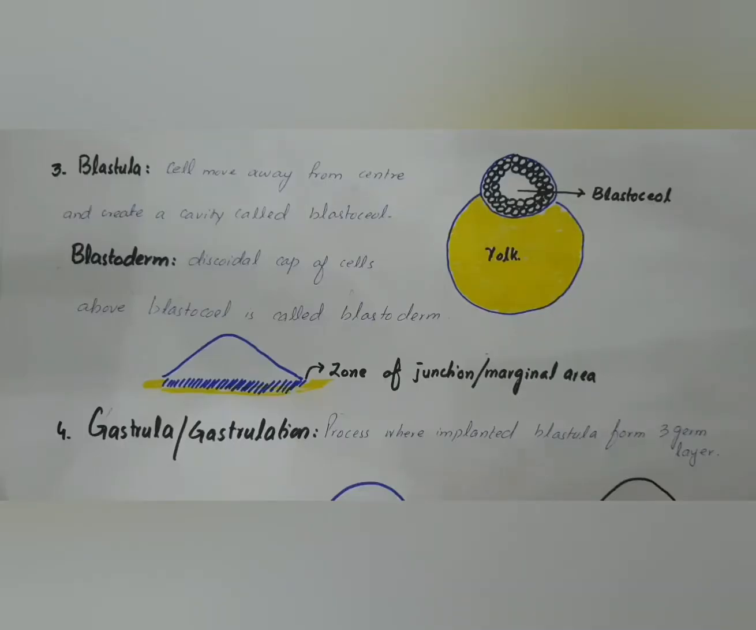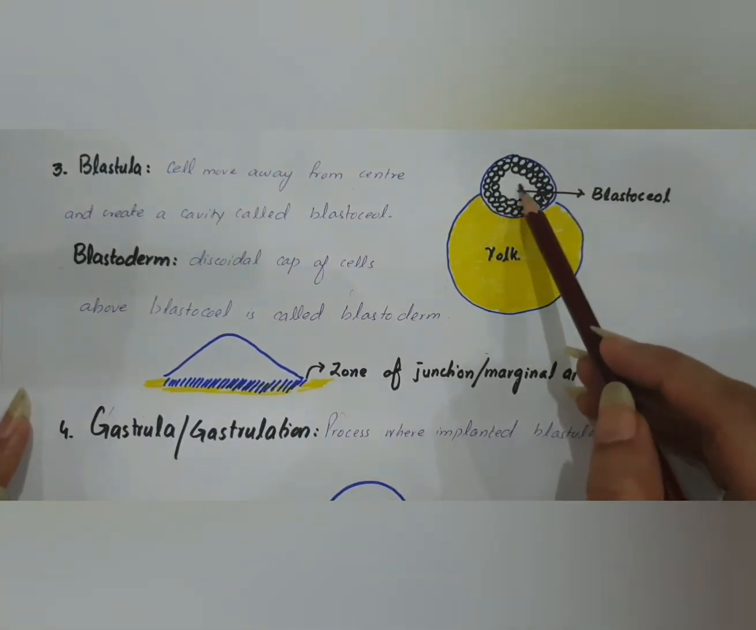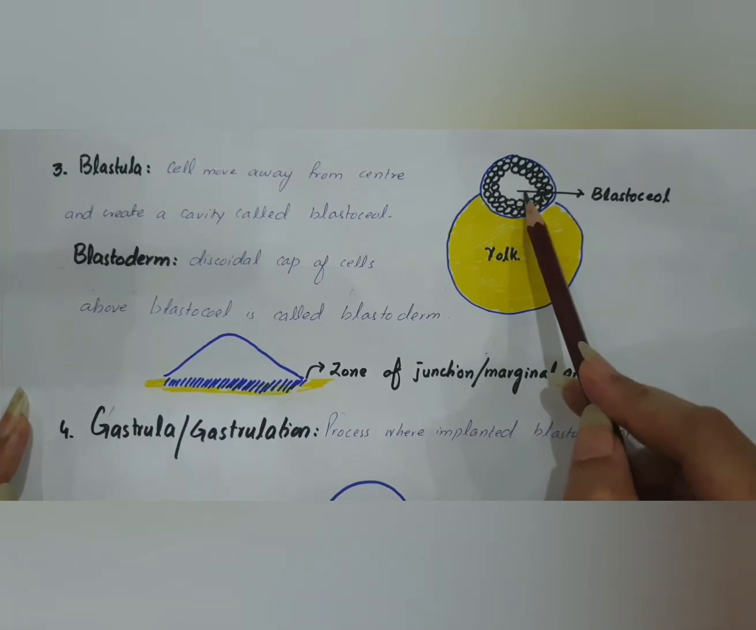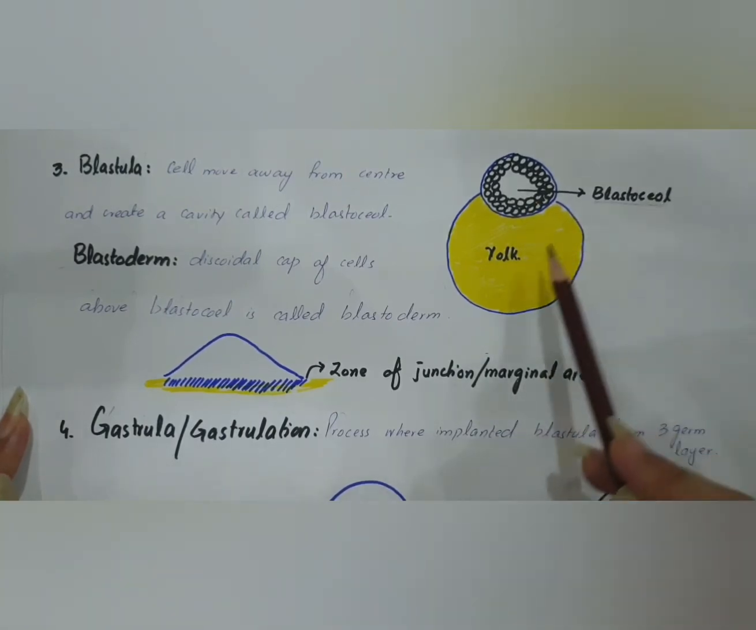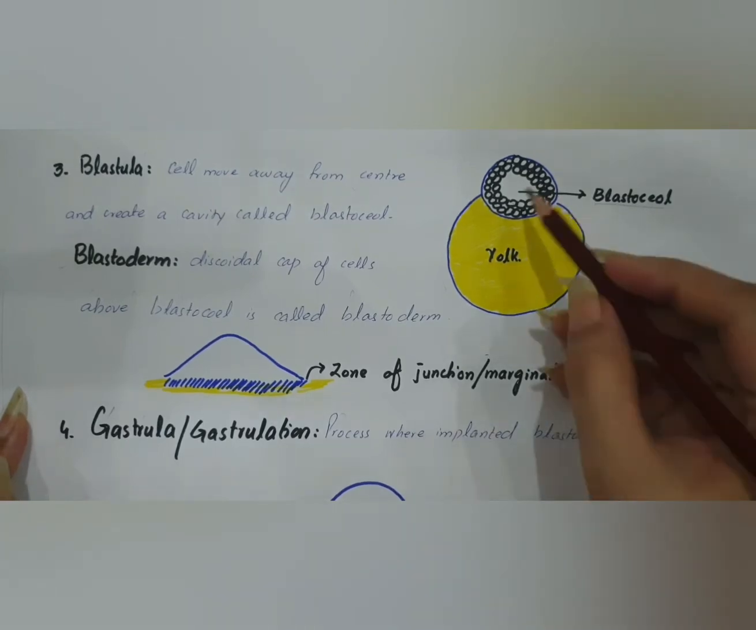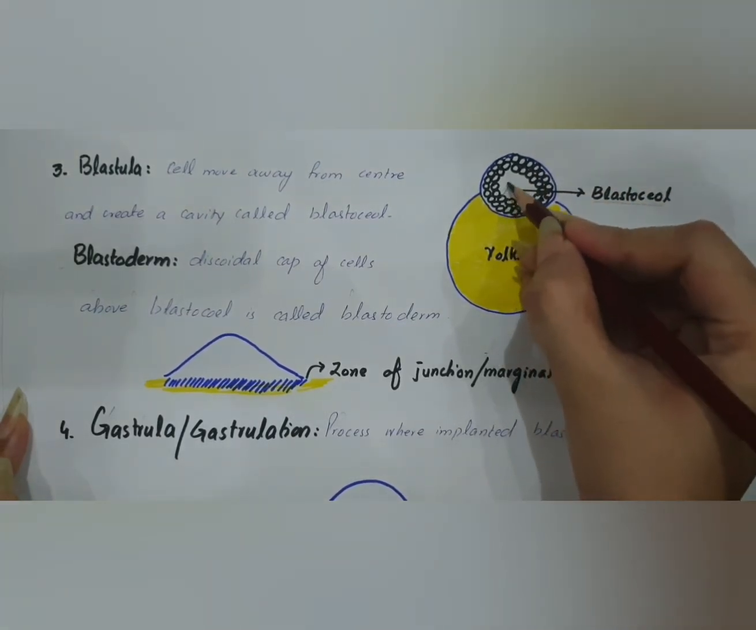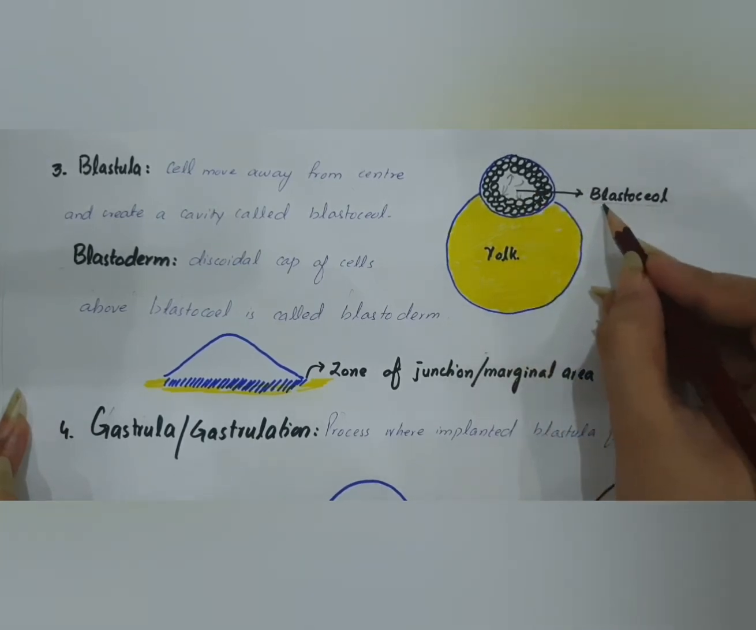Now here comes the third stage. The third stage is blastula, where the cells move from the center and create a cavity. That cavity is called the blastocoele and this stage is called blastula. As you can see here, the cells move from the center toward the side and create a cavity. This cavity is called the blastocoele.